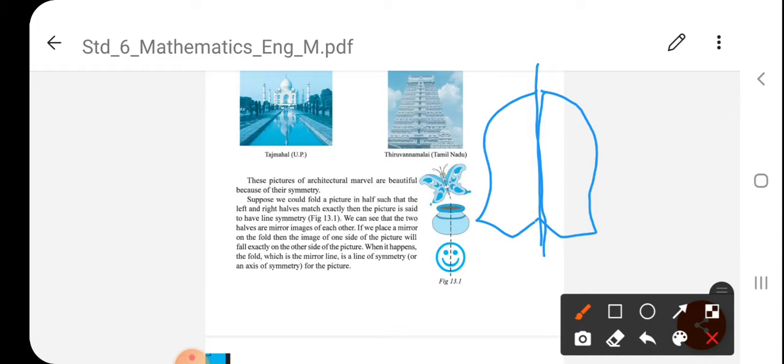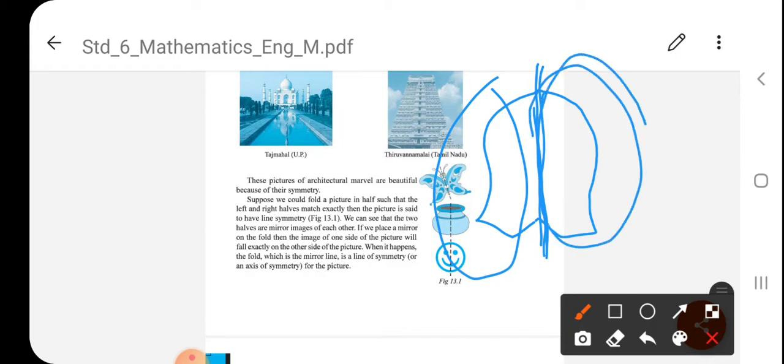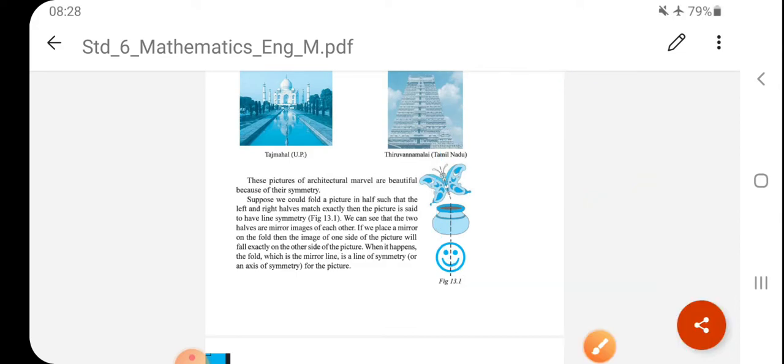If you place a mirror on the fold, here you are going to place the mirror, then the image of this side of the picture will fall exactly on the other side of the picture. So when it happens, when the mirror is placed, that's why it is known as a mirror line of symmetry.